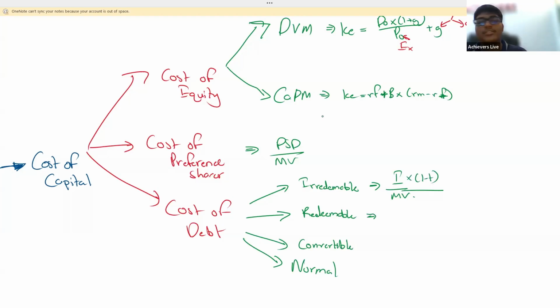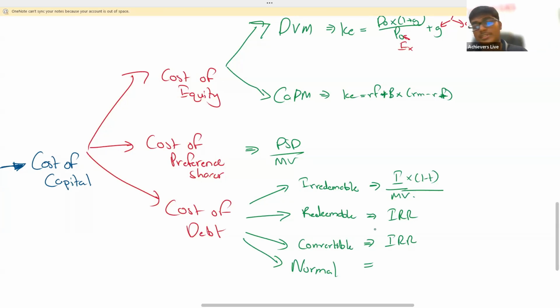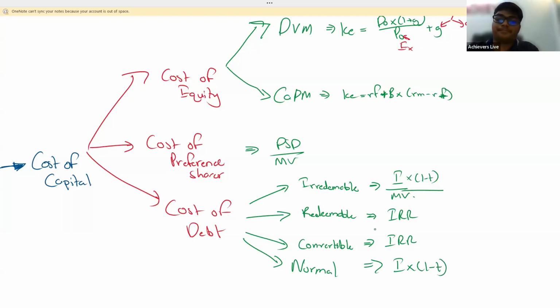Redeemable debt. How do you calculate? IRR. Normal bank loan: interest into 1 minus T.